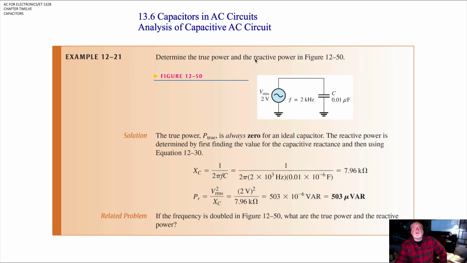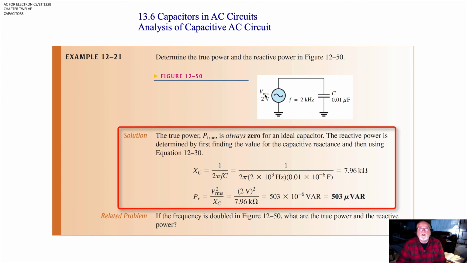So let's determine the true power and the reactive power in this simple circuit. Again, we've got an RMS source voltage of 2 volts at 2 kHz and a 10 nanofarad capacitor. The true power is always zero for an ideal capacitor. The reactive power is determined by first finding the value of the reactance and then using our relationship. X sub C is 1 over 2 pi f C, and we calculate our reactance, 7.96 k ohms. Then we can plug it into the reactive power relationship.